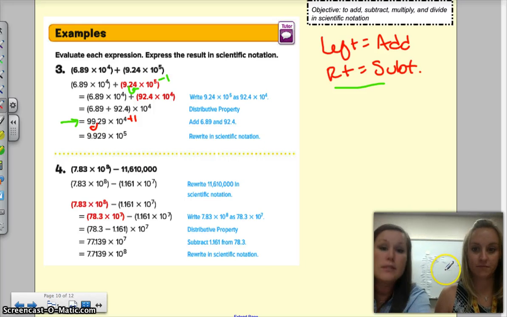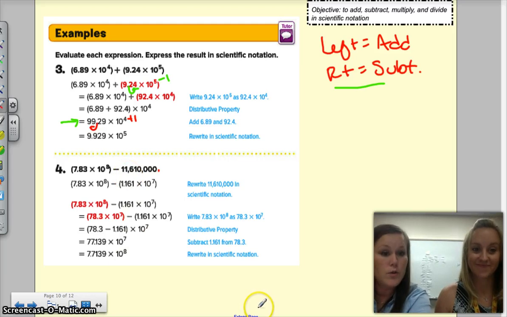There you go. Same example down below, number 4. They did not give us scientific notation, so the first thing we had to do is change that 11 million into scientific notation. Your decimal is at the end, move it in 1, 2, 3, 4, 5, 6, 7. So that's where that 7 comes from.